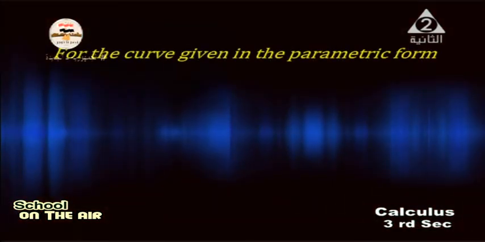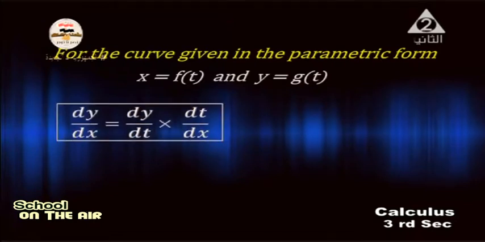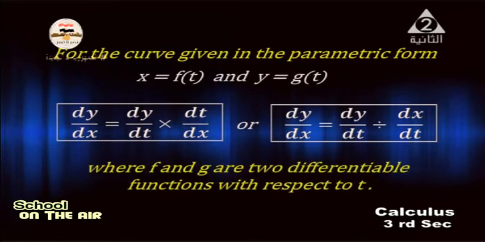For the curve given in parametric form, x equals f(t) and y equals g(t), we can find the first derivative dy/dx using the chain rule, which equals dy/dt multiplied by dt/dx, or dy/dx equals dy/dt divided by dx/dt. This is parametric differentiation, where f and g are two differentiable functions with respect to the variable t, or the parameter t. Let's start with the first example.